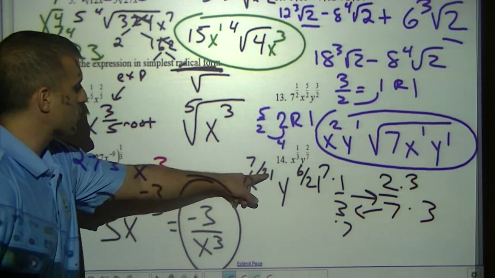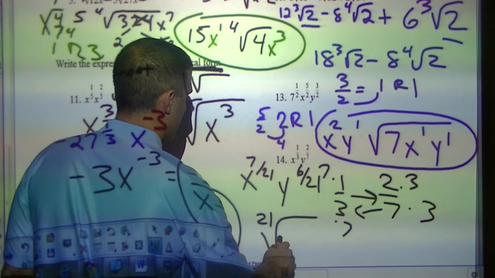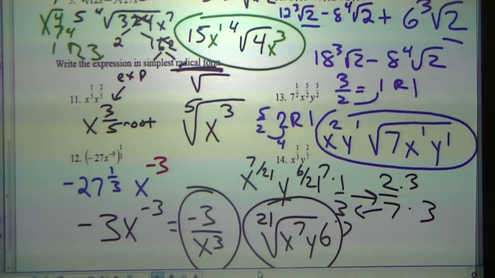Now, same deal. Could 21 go into 7? No. Could 21 go into 6? No. So what you're going to have is 21 is the root, x to the 7, y to the 6. There's your answer. Okay? All right, moving on.